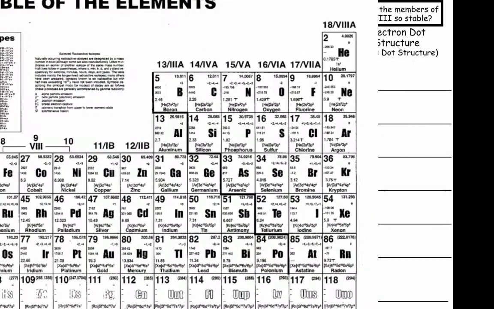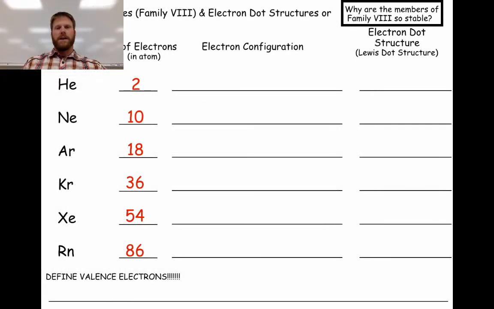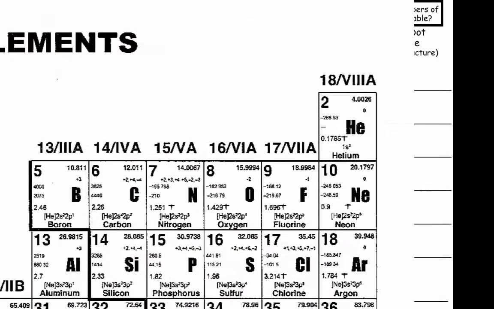So let's go to family 8, the noble gases, and find out how many electrons are in each one of these noble gases. So helium has 2 electrons, neon has 10, argon 18 electrons, krypton 36, xenon 54 electrons, and radon has 86 electrons. Now let's consider the electron configurations of these noble gases, which you can also find underneath the symbol on your periodic table.